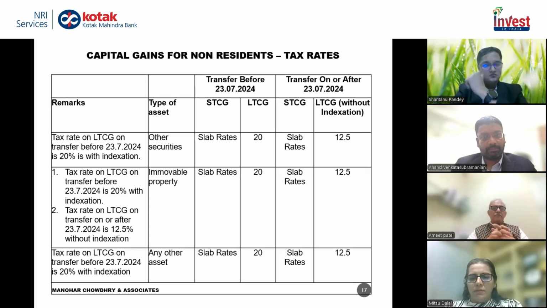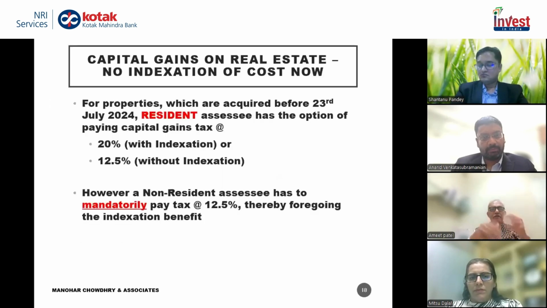For residents, for properties which were acquired prior to 23rd July and which are sold post 23rd July also, the option of paying tax at 20% on indexed gain has still been made available because of the huge furor that was caused by the budget.